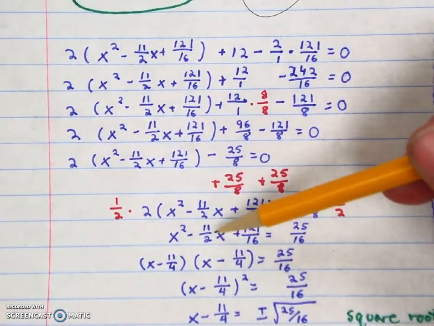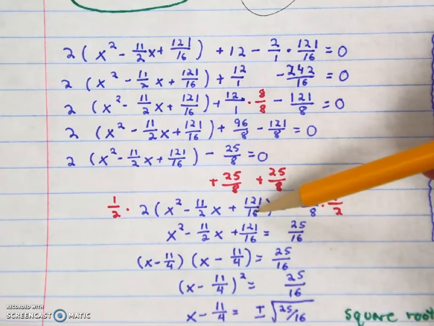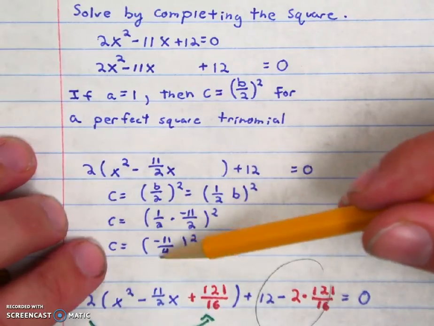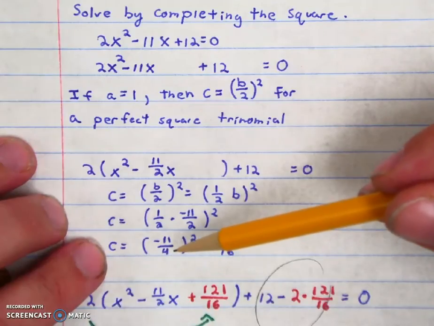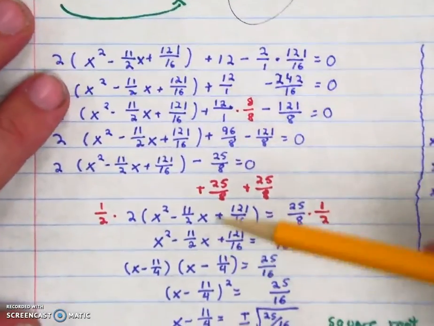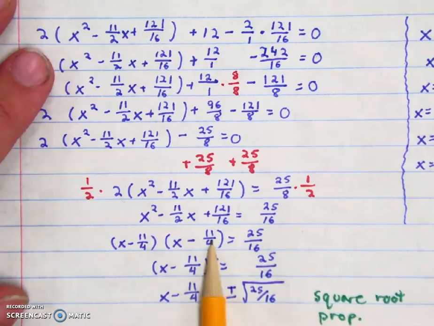What plus what gives me negative 11 halves, but when multiplied gives me 121 sixteenths? Well, to save yourself some time, you can go back to when you found the c value and look at the b value divided by 2. This is negative 11 fourths. So as I go down here, what plus what gives you this, but multiplies to give you this? The b value divided by 2. Wow, look, these are both the same.